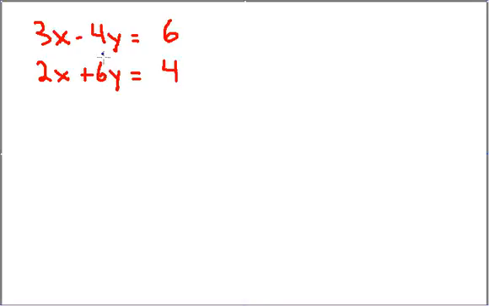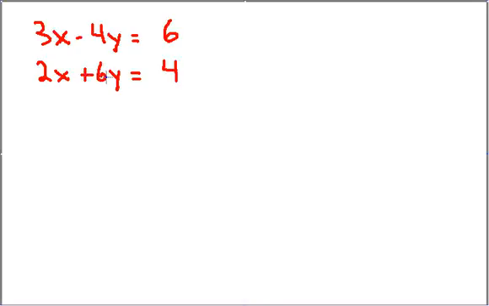Another option here is, well, we have a minus 4y and a positive 6y. If we can get these both to 12, our minus 12y and our positive 12y will combine to wipe each other out by adding. So let's try maybe this method. Let's take a look at 4 and 6. What's a common multiple for 4 and 6? Well, the smallest common multiple would be 12.